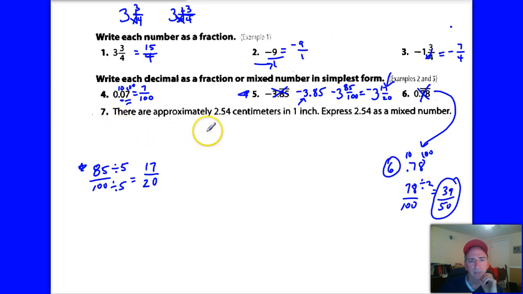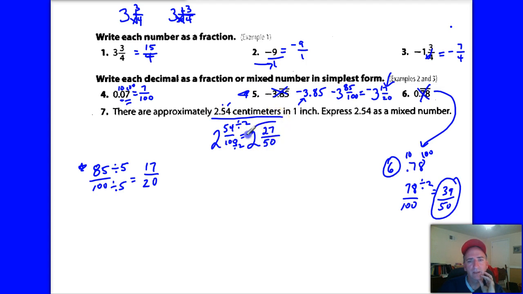And number 7, says there are approximately 2.54 centimeters in 1 inch, so express that as a mixed number. Okay, well, it's tenths, 100ths, so it's 2 wholes and 54/100ths. Well, what you've got here is you've got a number divisible by 2 and a number divisible by 2. 54 divided by 2, that would be 27, and 100 divided by 2 would be 50.